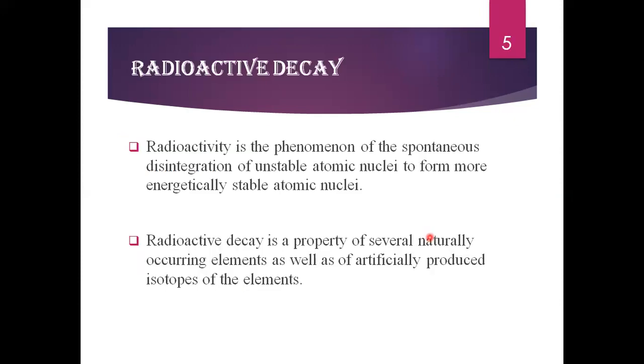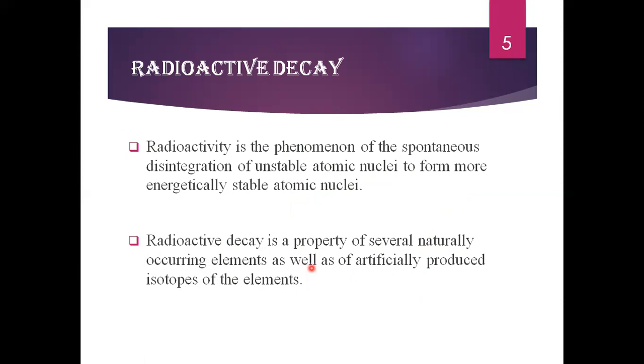The second part of my presentation is radioactive decay. Radioactivity is the phenomenon of the spontaneous disintegration of unstable atomic nuclei to form more energetically stable atomic nuclei. When a nucleus is unstable, with a neutron to proton ratio greater than 1.5, the element will show radioactivity. Radioactive decay is a property of several naturally occurring elements as well as of artificially produced isotopes of the elements, so radioactivity is shown by both natural and artificial radioisotopes.